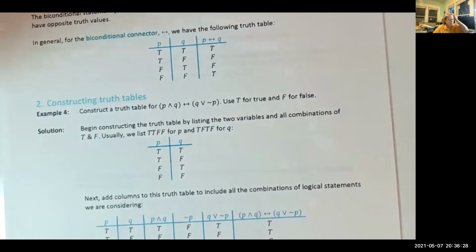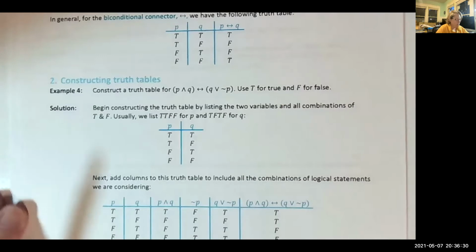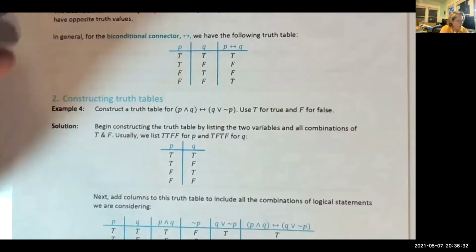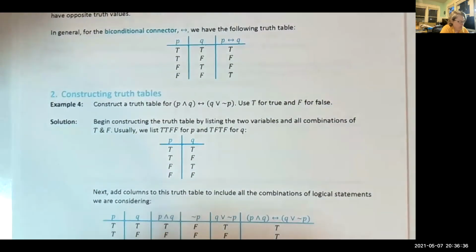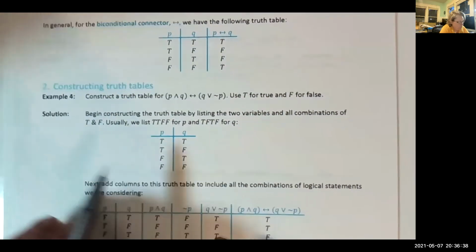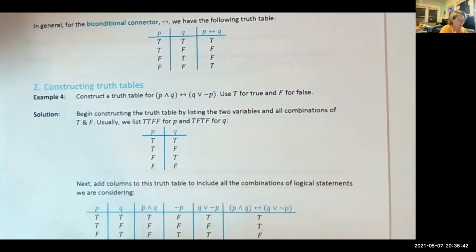Now we have everything that we need to do some kind of fun problems. We are now going to be constructing truth tables. So what in the heck does that mean? Well, let's construct it. I'm going to show you by example.